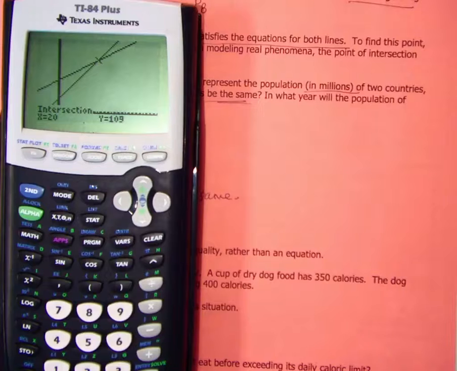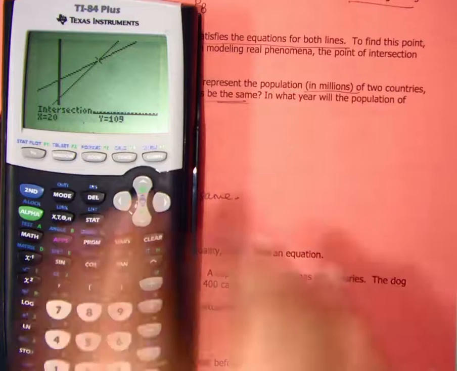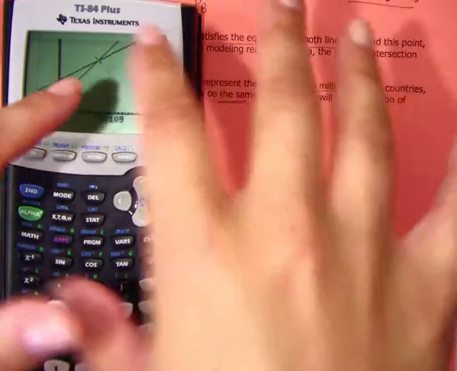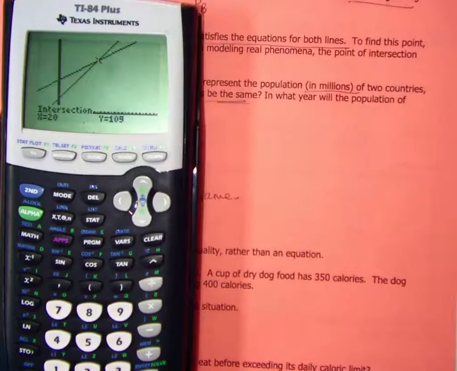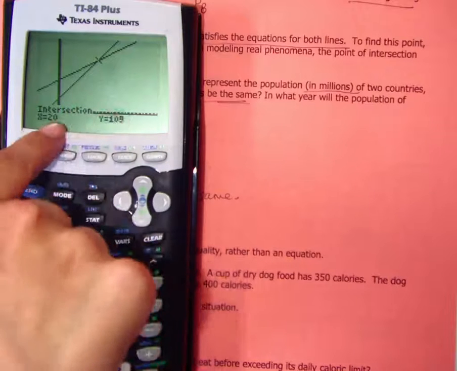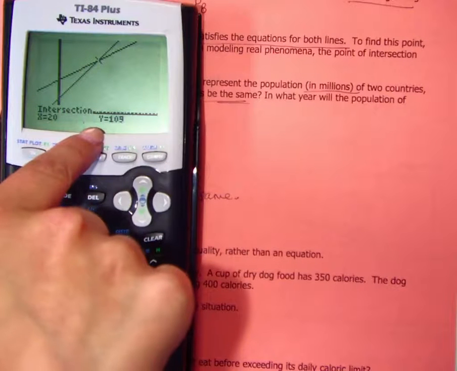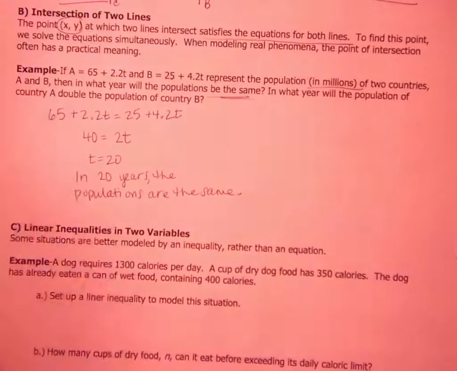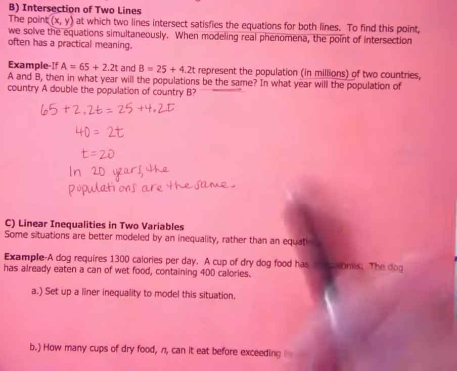So what does that 109 mean? What does that 109 represent? Okay, but in our context, in what we're talking about. That's it. So that y is representing our population. So that 109 means in 20 years, both populations will be 109 million. Awesome.